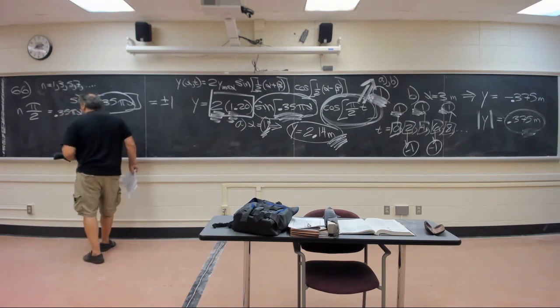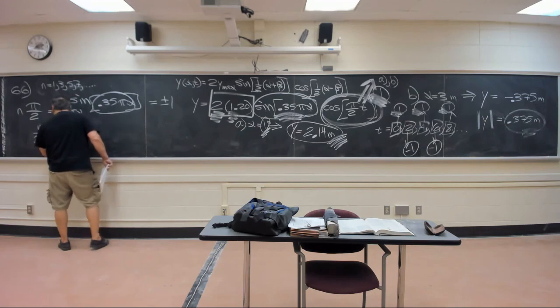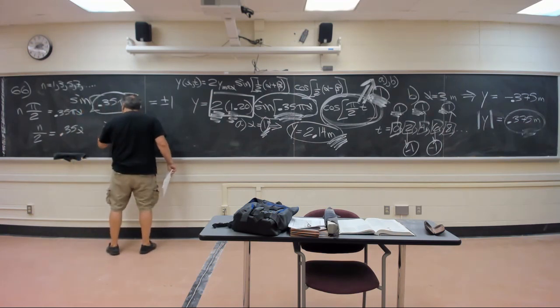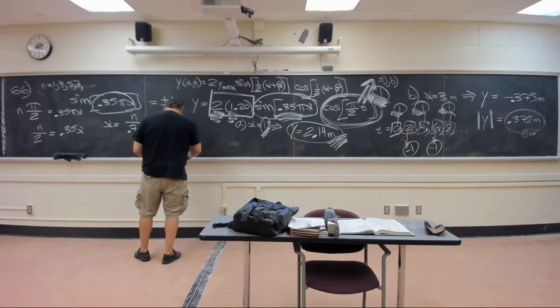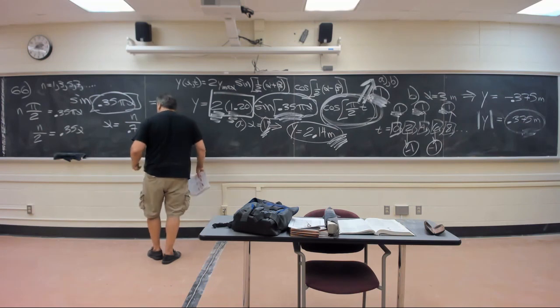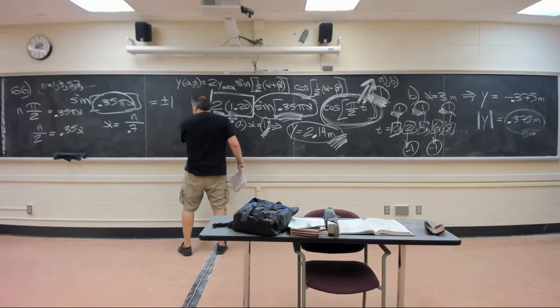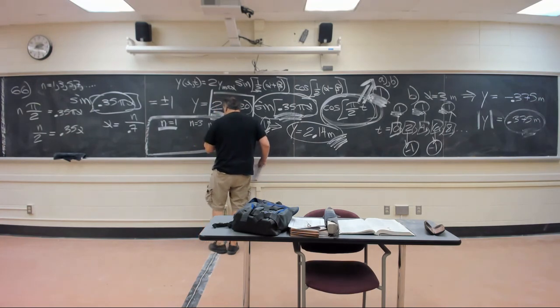0.35 pi x. Really? Yeah, really. Let's divide by pi on each side. Let's divide by 0.35 on each side. N over 2 times 0.35 is 0.7. What does that mean? Well, that means there's an n equals 1, n equals 3, and n equals 5.